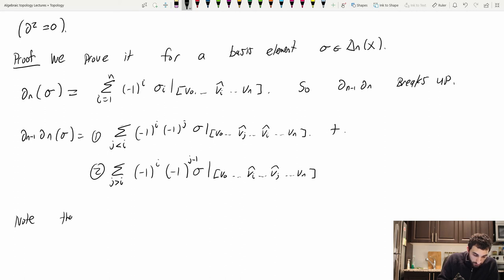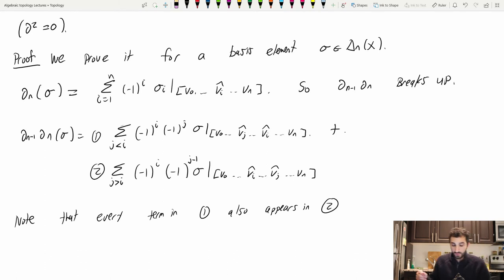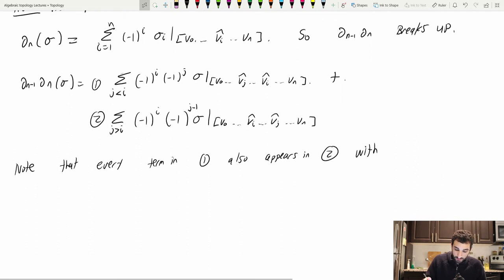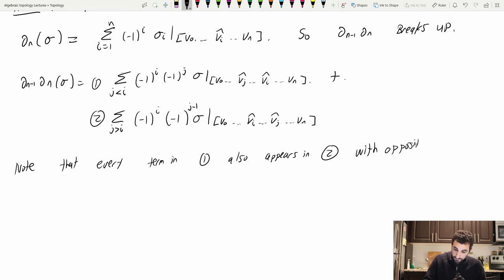Note that every term in 1 also appears in 2. So, for example, if I cut out 3 and then I cut out 2, it's the same thing as cutting out 2 and then cutting out 3 on the level of simplices. They're the same simplex, but they appear with opposite sign. In other words, 1 is equal to negative 2.